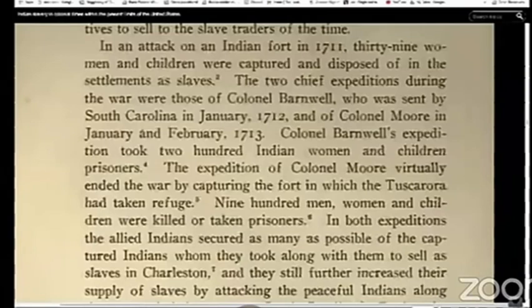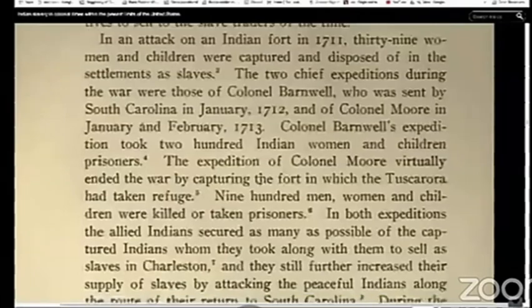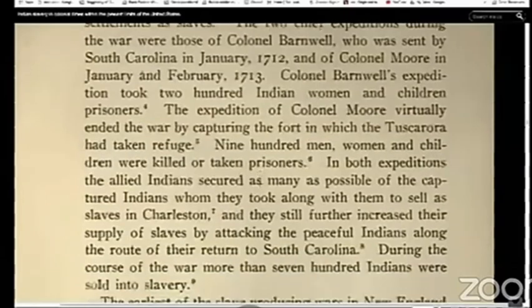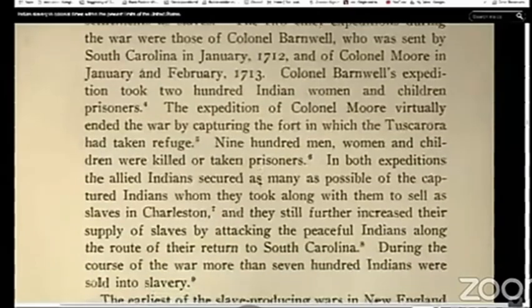In both expeditions, the Allied Indians secured as many as possible of the captured Indians, whom they took along with them to sell as slaves in Charleston. And they still further increased their supply of slaves by attacking the peaceful Indians along the route of their return to South Carolina. During the course of the war, more than 700 Indians were sold into slavery.